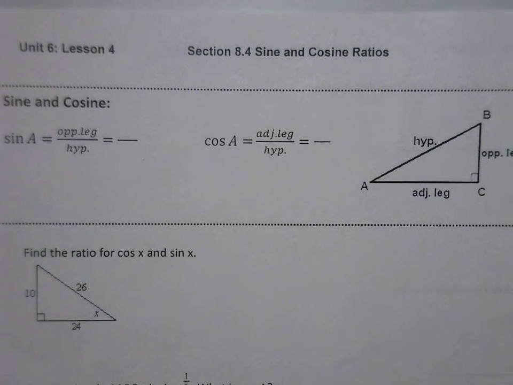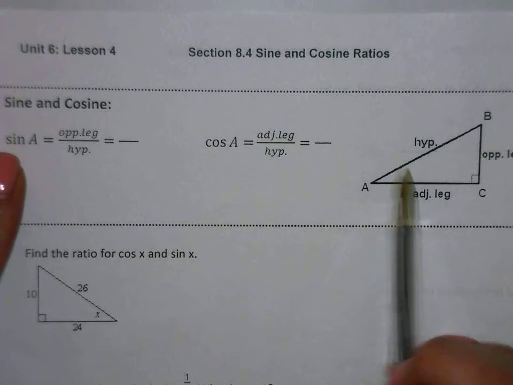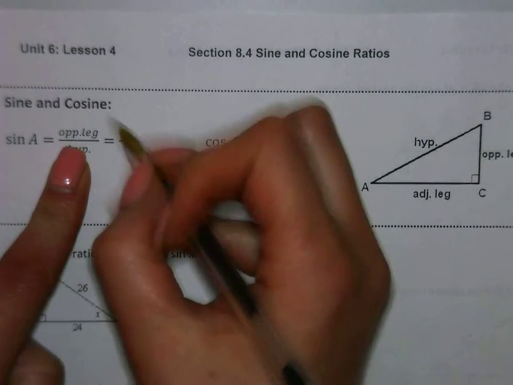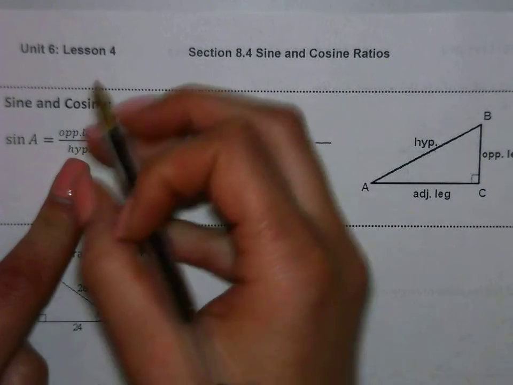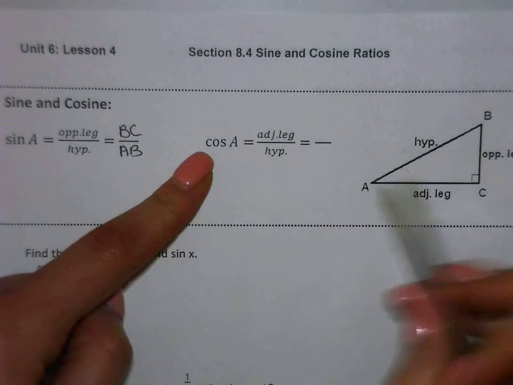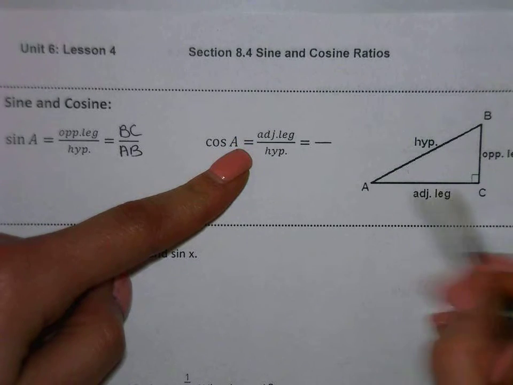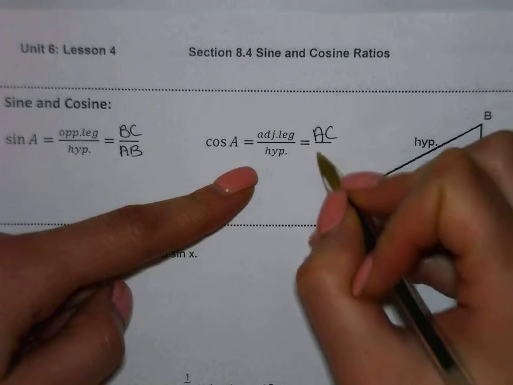Today we're going to be working with sine and cosine ratios. So the sine of angle A is where we take the opposite leg, which is the length of BC, divided by the hypotenuse, which is the length of AB. Cosine is where we take the adjacent leg of angle A, so AC, divided by the hypotenuse, which is AB.